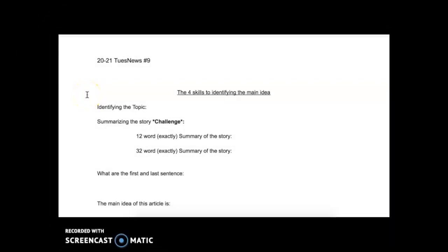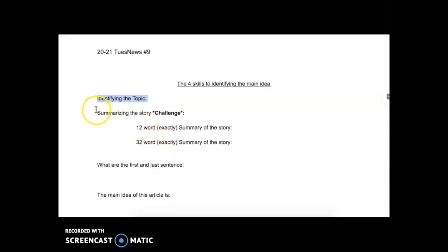So here we are at the worksheet. You kind of already identified the topic of the articles as you read them and answered those questions via Edpuzzle. What I'd like to do now is look at summarizing the story. Now, typically I have a 12-word summary and a 32-word summary. That is going to look a little bit different today. I don't know how many words it's going to be. I'm going to have you do it in 2 separate summaries, but I couldn't tell you the word total yet, and we're going to find that out right now.